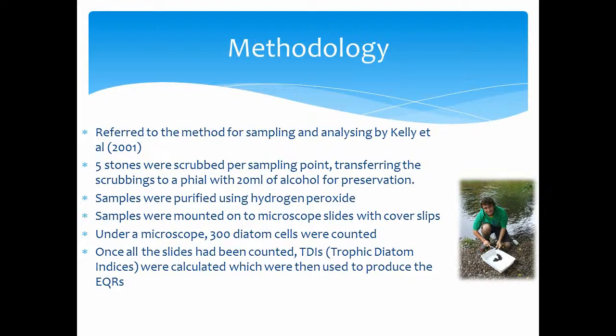And under a microscope, 300 diatom cells were counted, moving left to right, starting from the top left, counting only the whole diatom cells. So any cells that were broken were not included in the count. There were 3 sampling points per location, so I had 15 sites per catchment, so overall I had 45 data sets for winter, 45 for summer. And then once all the diatoms were counted, the TDIs were then worked out, which then using some statistics and algorithms, I was able to produce the EQRs.